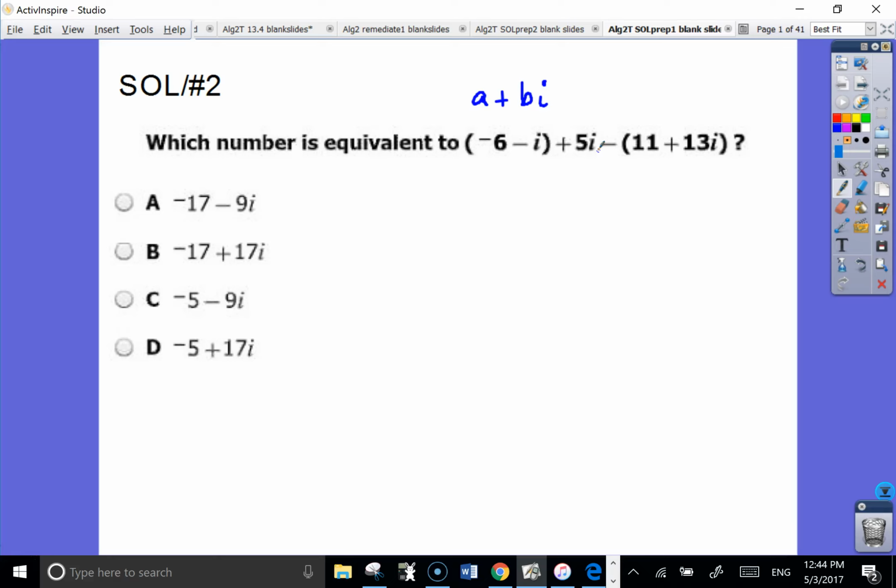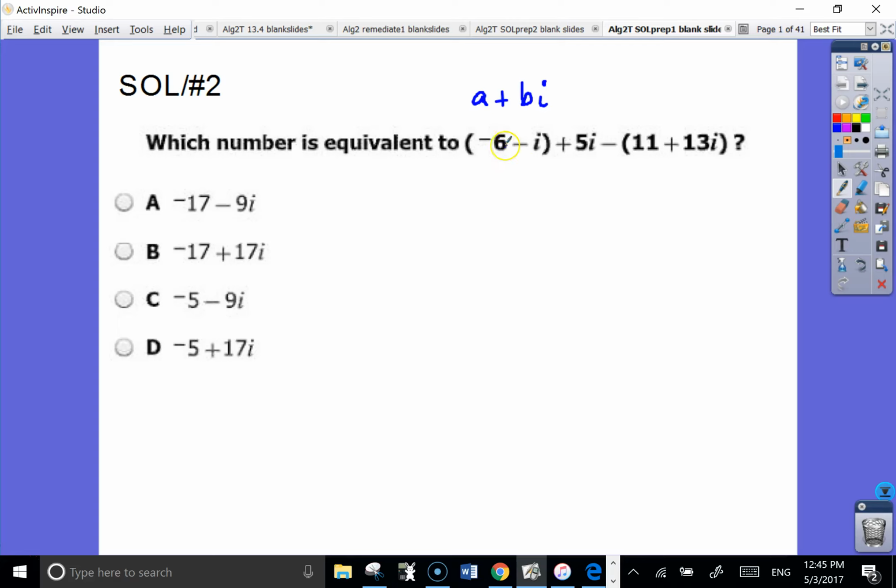Yeah, I mean, you could call it like the like terms. I mean, really, because i is not a variable. It's more, keep the i's separate from the real. So a plus bi, the a is all real. The bi is all imaginary. So you want to add the real parts and add the imaginary parts. If you want to think of them like terms, that's okay too. So let's say I was going to do that.